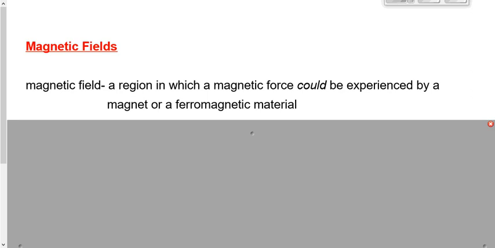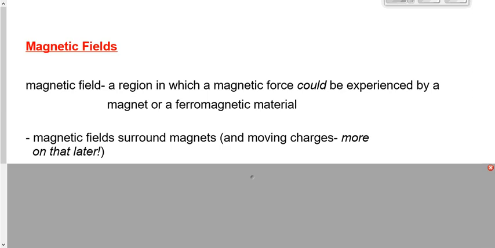region in which a gravitational force, a region in which an electric force, a region in which a magnetic force could be experienced by a mass, by a charge, by a ferromagnetic material, or by a magnet. So we'll say it's a region in which a magnetic force could be experienced. If there was something there to experience it, it could be experienced by a magnet or a ferromagnetic material. Now, that magnetic field is there no matter what, as long as you have something to cause it, even if there is nothing to experience it. But if there was something there to experience it, there would be a force.